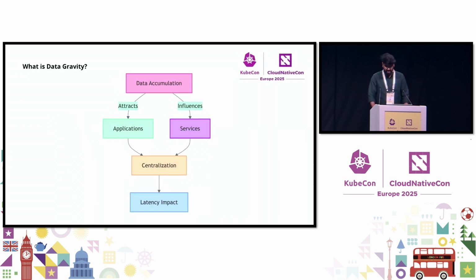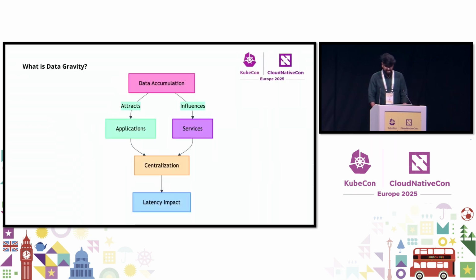As data accumulates, applications and services attach to it, leading to centralization and increased latency. The centralized accumulated data impacts the latency and the performance of applications.